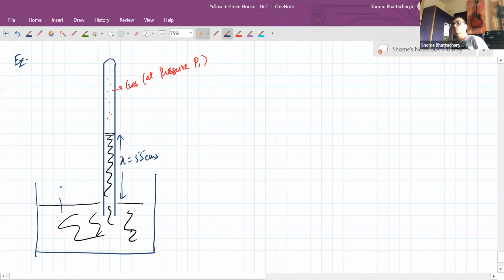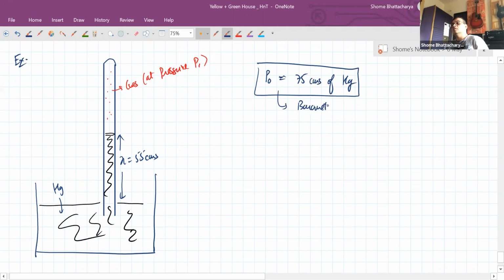And this is mercury only. We know that atmospheric pressure is, let's say, an approximate value of 75 centimeters of mercury. When atmospheric pressure is given in terms of mercury height, this is called the barometric reading for atmospheric pressure. So it means that the atmospheric pressure is equal to the density of mercury times g times whatever that height is, and we have to convert this to SI units to get it in pascals.